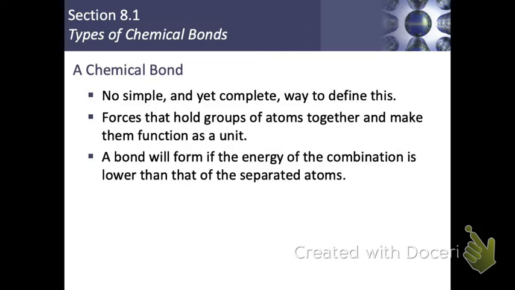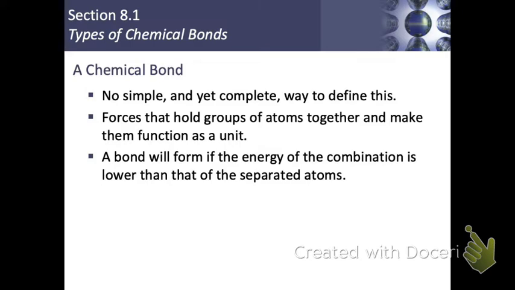The reason there's no simple and complete way to define it is that there are multiple ways atoms bond. Ionic bonds are a trading of electrons, and it creates a formal charge in which they hang out close together. And a covalent bond is a sharing of electrons and an overlapping of those electron orbitals. So they behave a little bit differently.